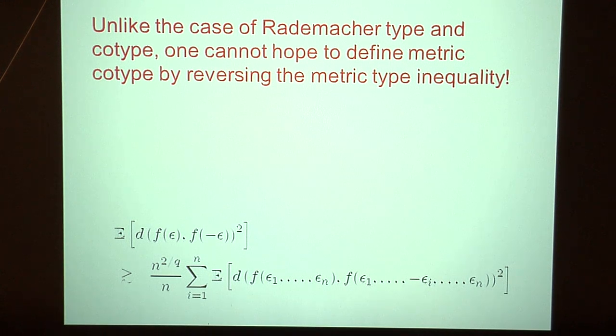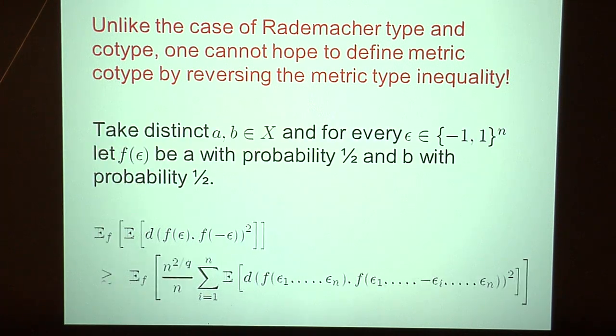So the distance from f of epsilon and f of a vertex of the cube in which I changed the sign only of the ith coordinate. And this is fine, and this is cotype for linear functions. There's no problem with this. But we have to deal, in the linear world, with nonlinear functions. And if your metric space contains at least 2 points, let's call them A and B, then let's look at a random function which chooses at every vertex of the cube epsilon either A or B with probability 1/2.